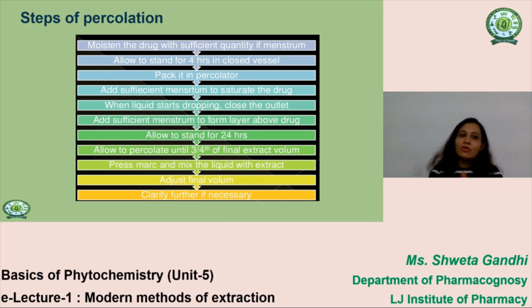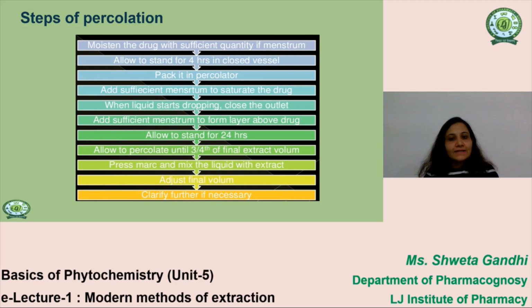First, I have already told you, we will moisten the drug with the menstruum. What is menstruum? I have already told you, the solvent used for extraction is the menstruum. So first we will moisten the drug, then allow it to stand for 4 or 5 hours in the closed vessel in which the drug is there. We will add menstruum. Why are we soaking it for 4 or more hours? So that the drug is wetted with the solvent.